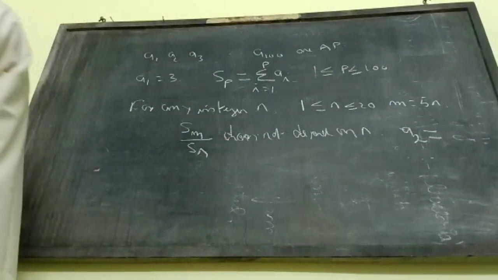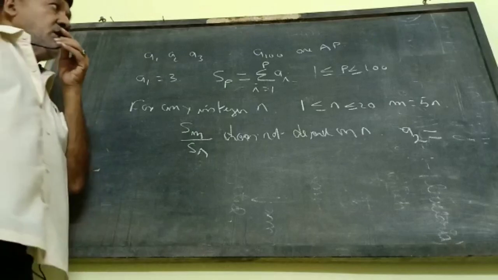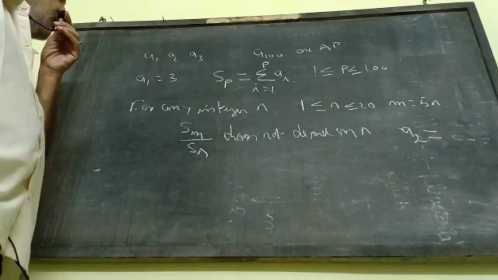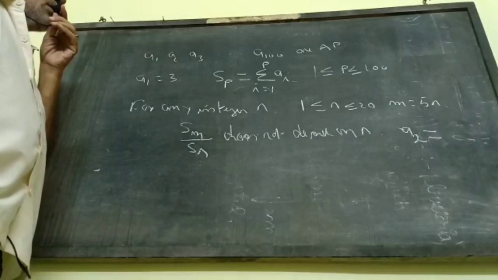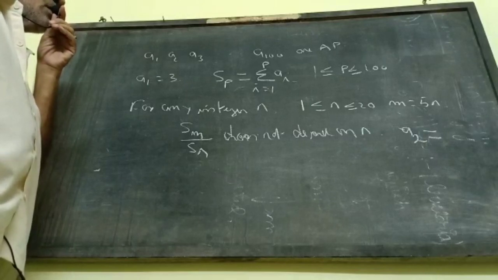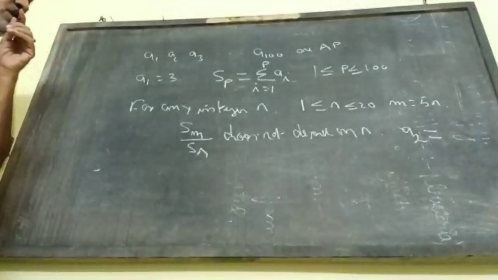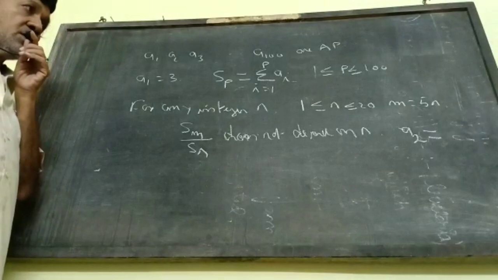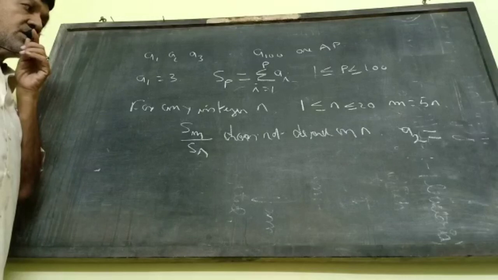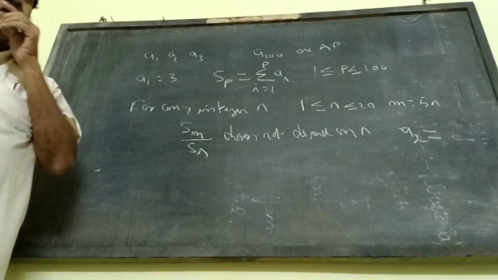See, the question is very much clear. It is like this. A1, A2, A3, etc., A100 are in AP. A1 is 3. The sum of the first p terms is denoted by the symbol sigma i equal to 1 to p of Ai, where the p value lies between 1 and 100. See, for any integer n lying between 1 and 20, m is equal to 5n. He says that Sm by Sn does not depend upon n. What is the value of A? This is the question.